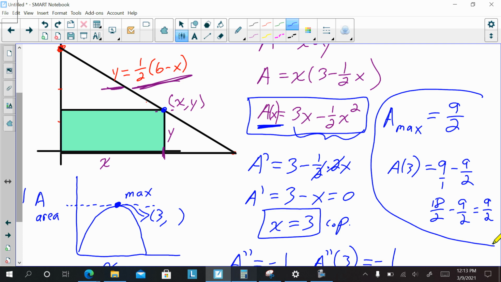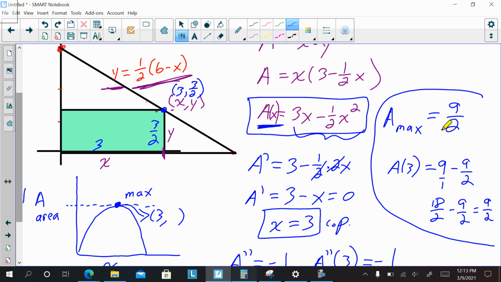If we need to know what our dimensions are, we need this horizontal distance to be 3. And then to get this vertical distance, we substitute 3, our x value, into this equation to find the y value at this point. So if we plug a 3 in, 6 minus 3 is 3. 3 times 1/2 is 3/2. So this distance is 3/2. Notice if we do this length times that width, 3 times 3/2 would indeed be 9/2.